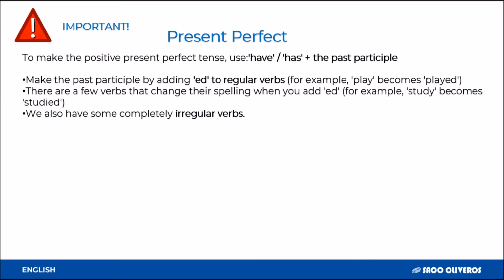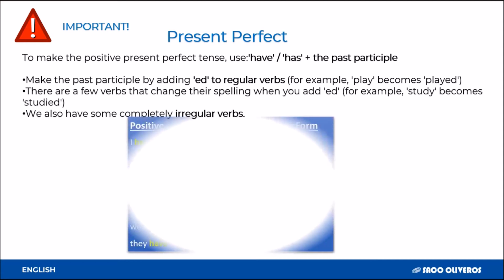To make positive present perfect tense, we use have or has plus the past participle. Make the past participle by adding ed to regular verbs. For example, play becomes played. There are a few verbs that change their spelling when you add ed. For example, study becomes studied. We also have some completely irregular verbs.